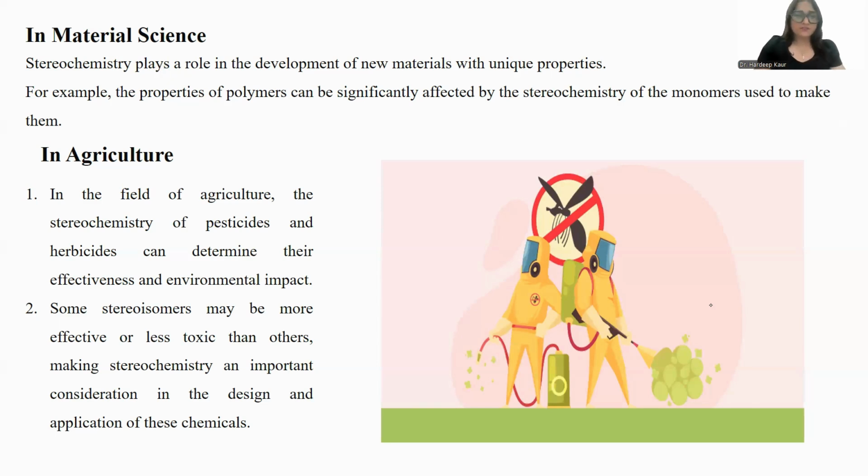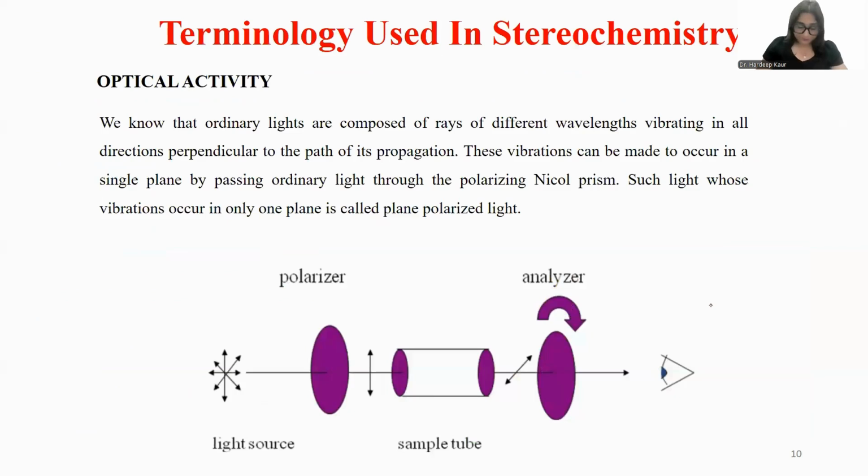In agriculture, the stereochemistry of pesticides and herbicides is very important. Some stereoisomers may be more effective or less toxic than others. That's why it is very important to understand the stereochemistry of every compound used in agriculture. I hope you understood how we can start the concept of stereochemistry.